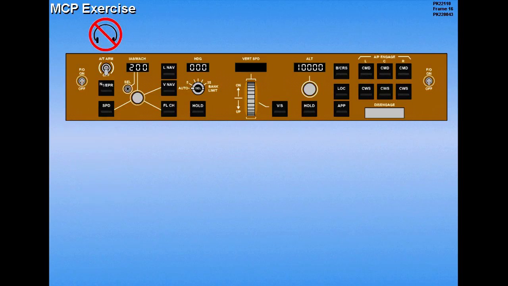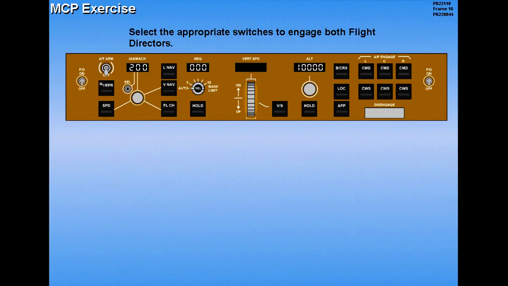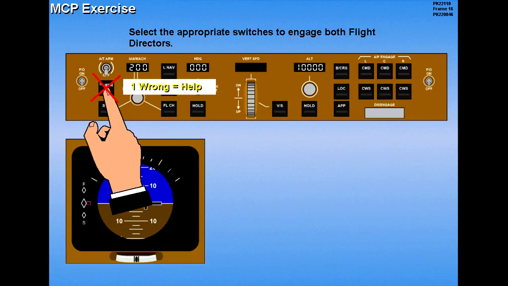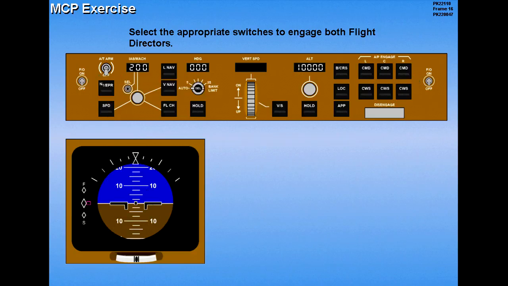During the remainder of the lesson, you will perform Autoflight tasks by clicking on the on-screen MCP. There will be no audio. Instead, instructions will be displayed above the mode control panel. The captain's ADI will be displayed to show various mode enunciations. One wrong input will cause help to appear with locator arrows. If help is required, click on the help icon. When finished with the task, click on the right arrow.